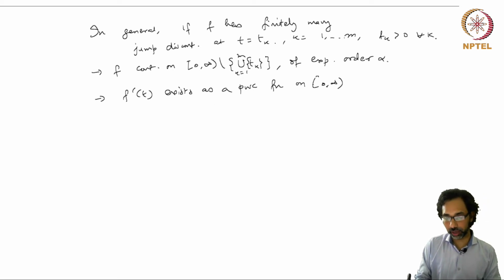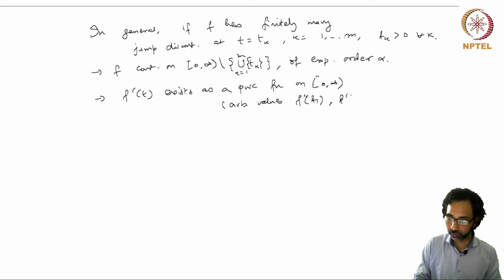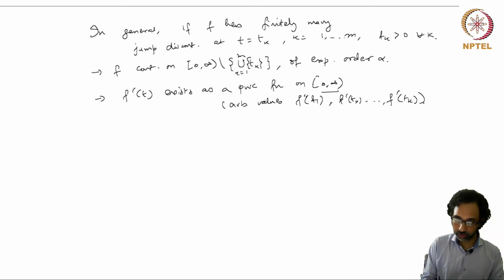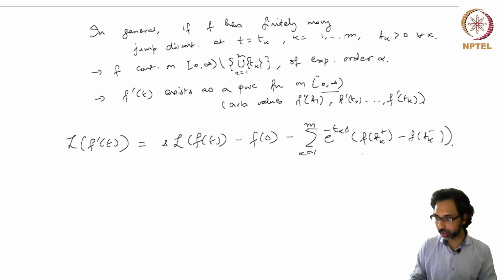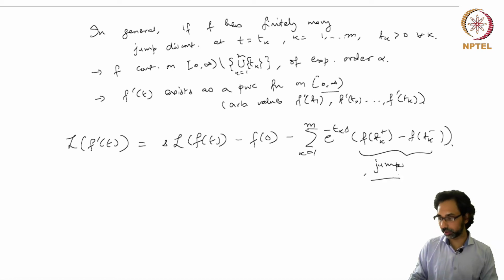Again, we have to give arbitrary finite values of f prime of t1, f prime of t2, etc., up to f prime of tk to make it a piecewise continuous function on the whole interval. So in this case, the Laplace transform of f prime of t is given by s times the Laplace transform of f(t) minus f(0) minus the sum from k equal to 1 to m of e to the minus tk s times f of tk plus minus f of tk minus. So these are again jumps at the respective points t equal to tk. This is the general formula for when you have finitely many jump discontinuities.